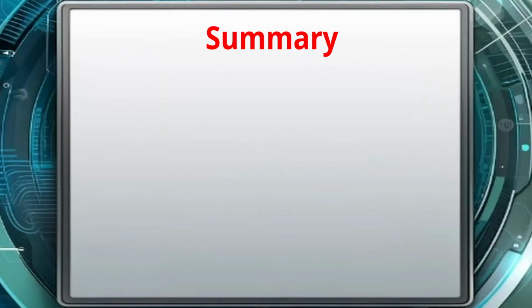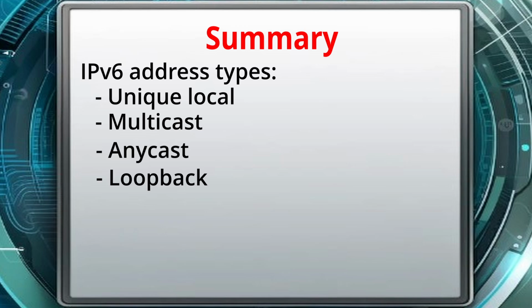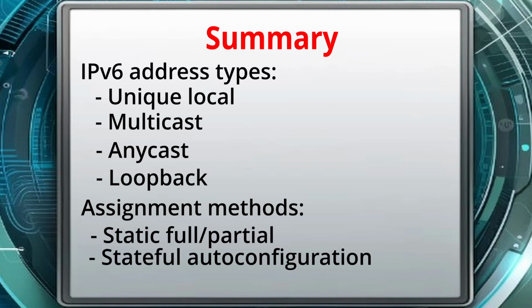That's it for this lesson. In this lesson, we discussed some of the IPv6 address types, including the different unicast addresses as well as the multicast, Anycast, and loopback address types. Then we looked at the different methods for assigning IPv6 configurations, including static full, static partial, stateful autoconfigurations, and stateless address autoconfiguration.